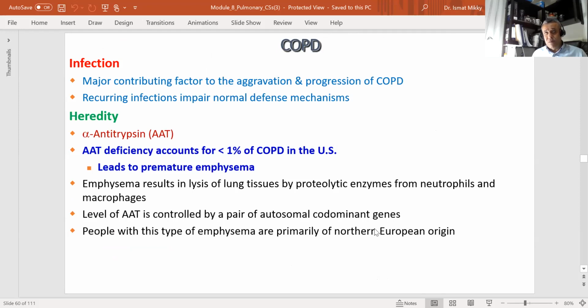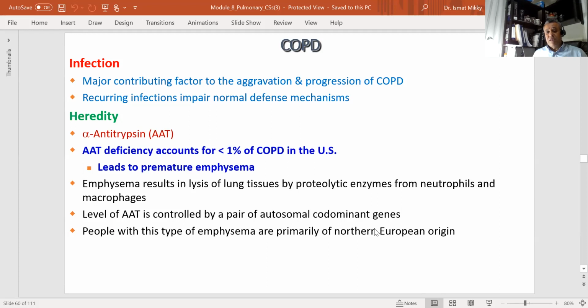Now, there are other etiological factors that would contribute to COPD, like the alpha antitrypsin deficiency. This is something cutting edge, like new science. They found that alpha antitrypsin deficiency is the only known genetic abnormality that leads to COPD. So there is a genetic predisposition in patients with alpha antitrypsin deficiency. They are more susceptible to developing COPD.